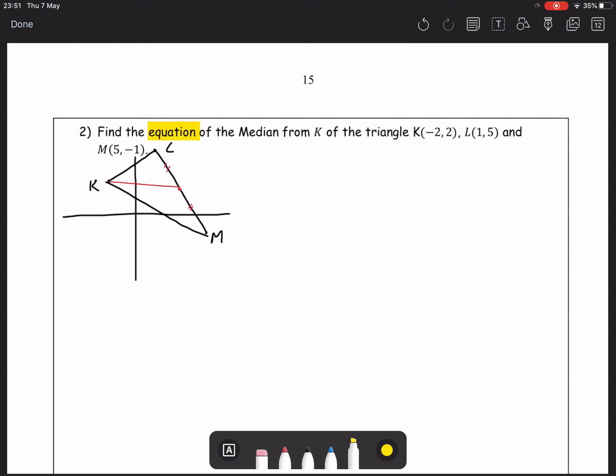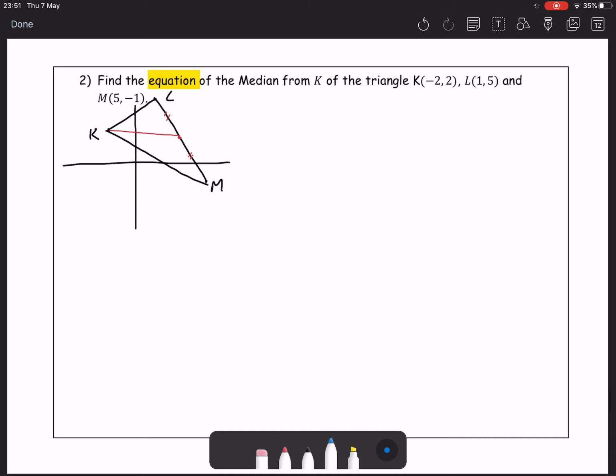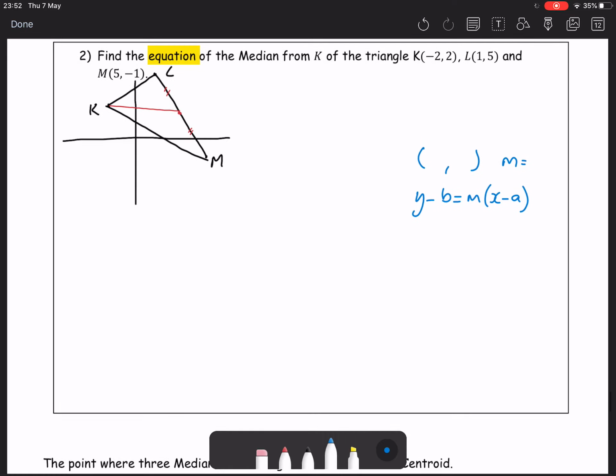So again, if we are looking to find an equation of a line, as always, we look to use y minus b equals m times x minus a, where we need a point and we need a gradient. Point-wise, we've got the point K, but we will need the midpoint of LM to then be able to work out a gradient. So for the midpoint of LM, let's add up our x coordinates and divide by 2, and our y's, working out our average.